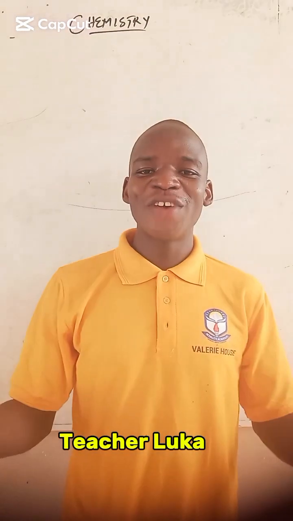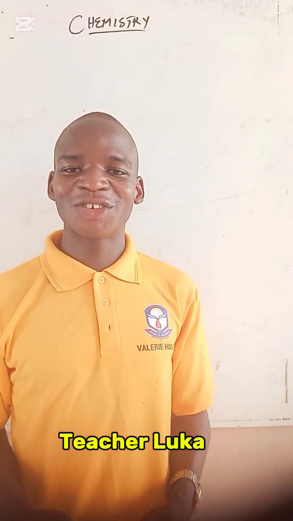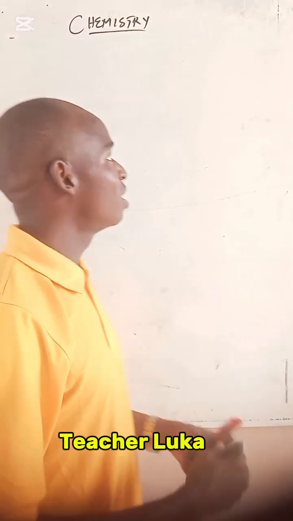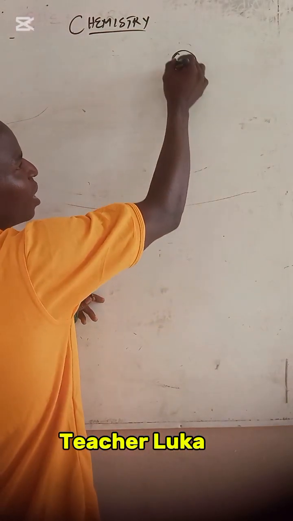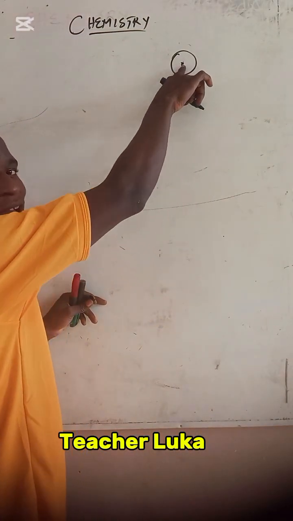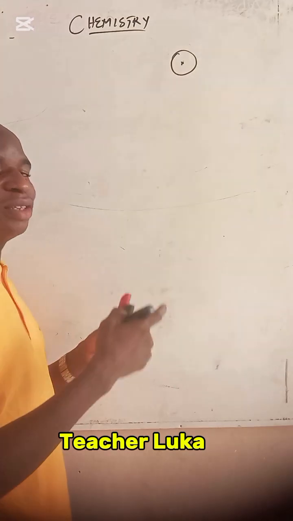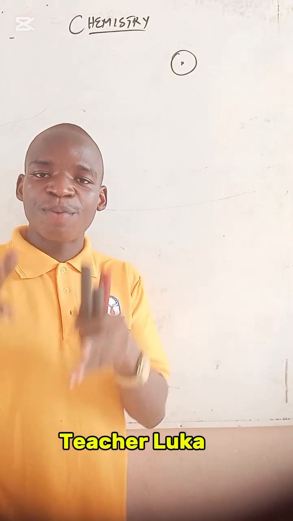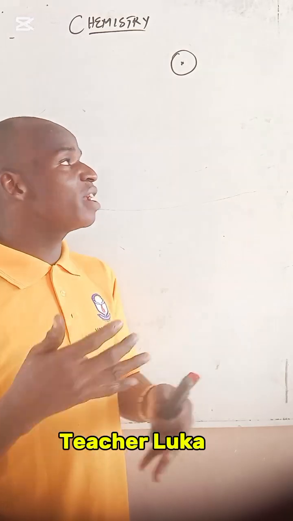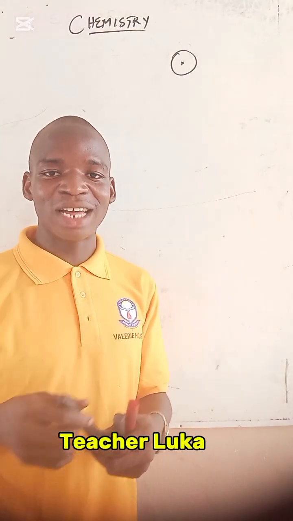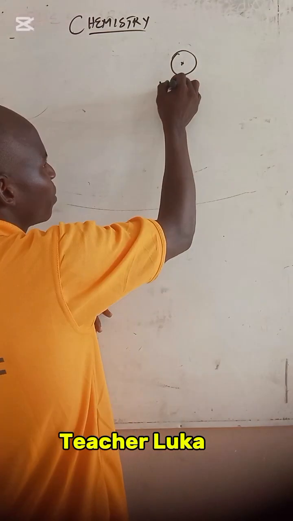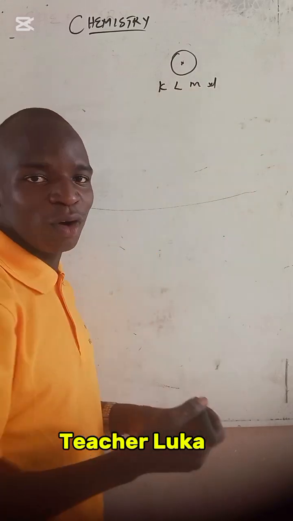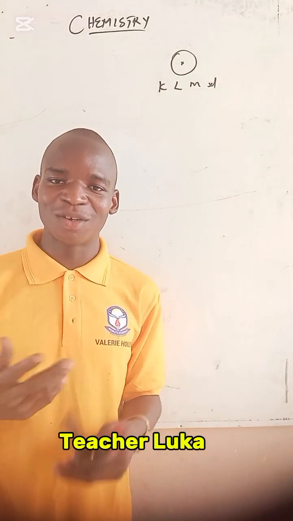Hello guys, so very quickly let's have a revision on electronic configuration. Now come with me. In our previous video, we learned that every atom contains a nucleus. And around the nucleus, electrons are arranged in specific energy levels. These energy levels are called shells, and these shells are K, L, M, N, O, etc., depending on the atom. Are you with me?